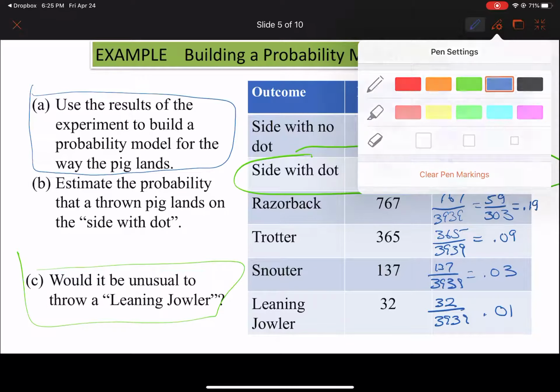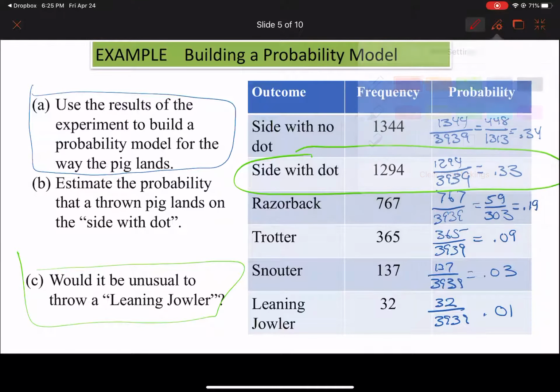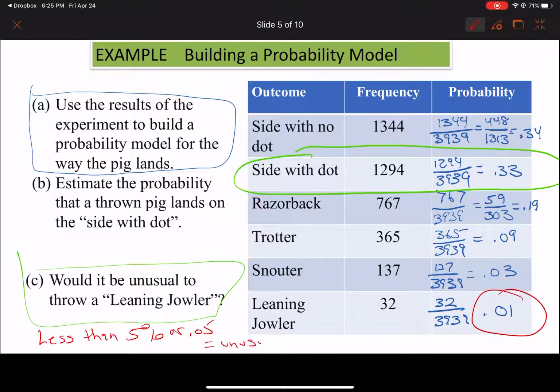So here we have that our leaning jowler is 0.01, so about a 1% chance of it being a leaning jowler. So that is definitely unusual. So if it's less than 5%, it is unusual. I'm going to write it right here. Less than 5% or 0.05 is unusual. All right, let's move on.